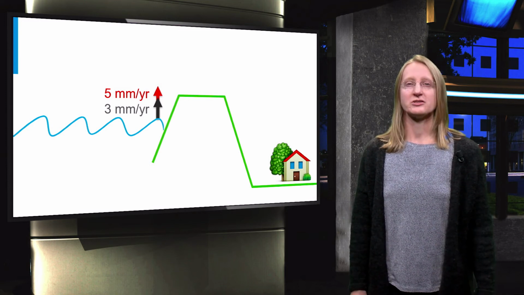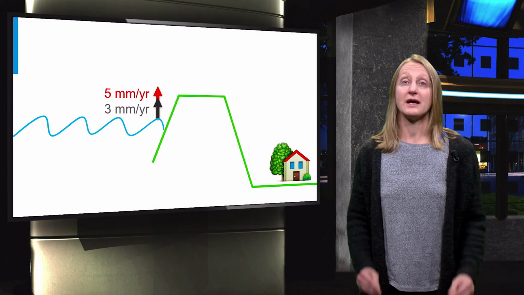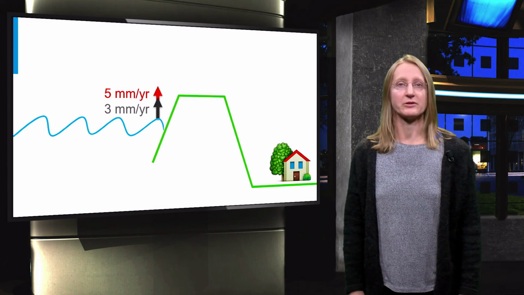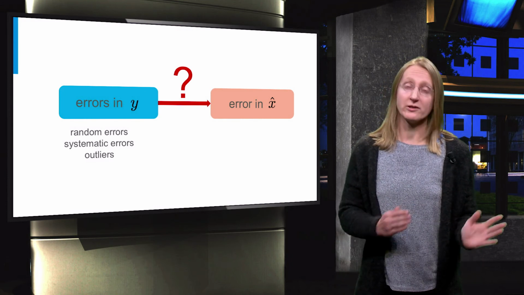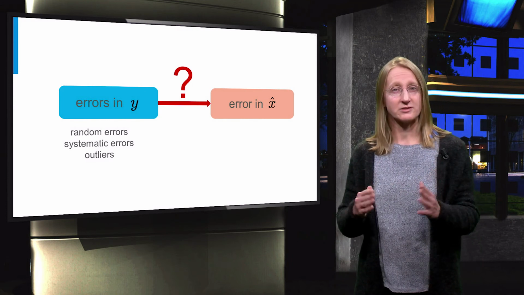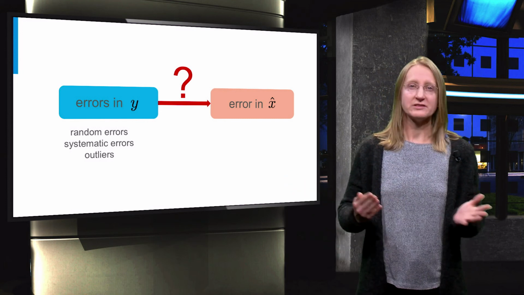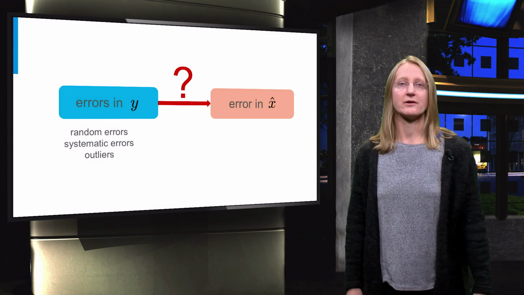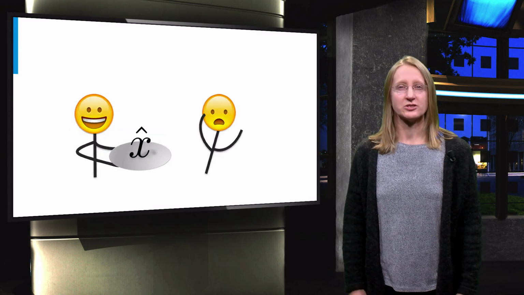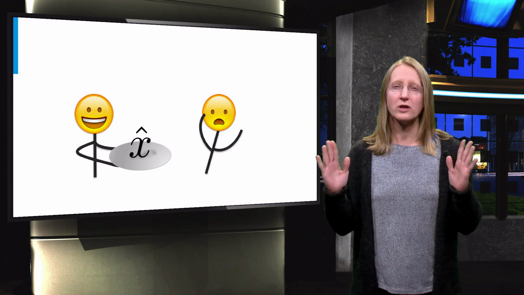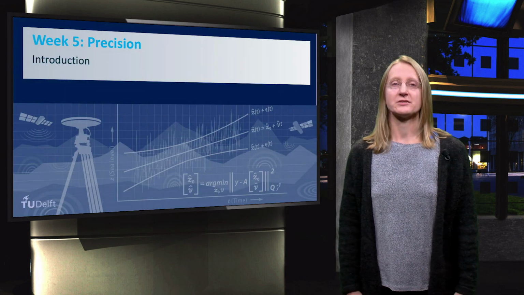Those error margins depend on the different types of errors in the measurements that were used to estimate the parameters. Recall from week 1 that we distinguish between random errors, systematic errors, and outliers. The question is now, how do these errors propagate in our estimation results? And once we answered this question, what can we say about the quality of our estimation results? These are the topics of this unit.